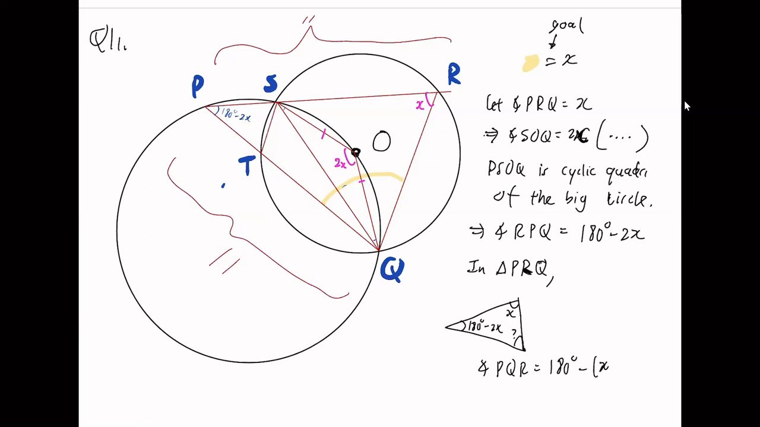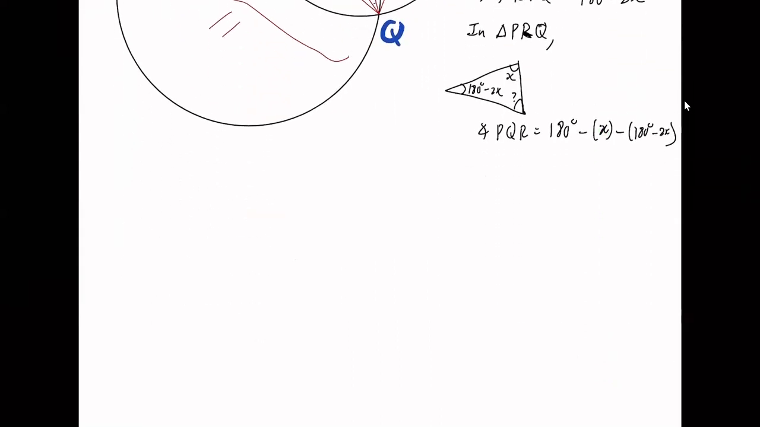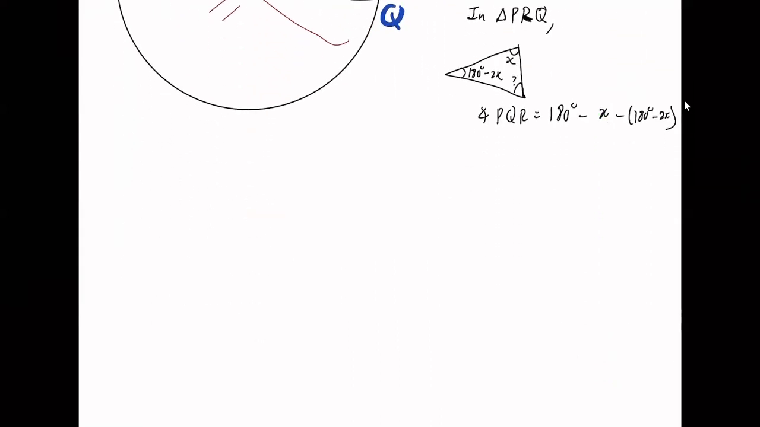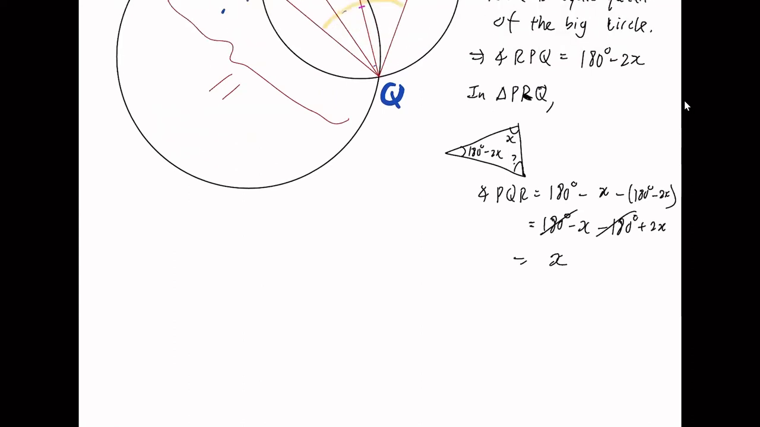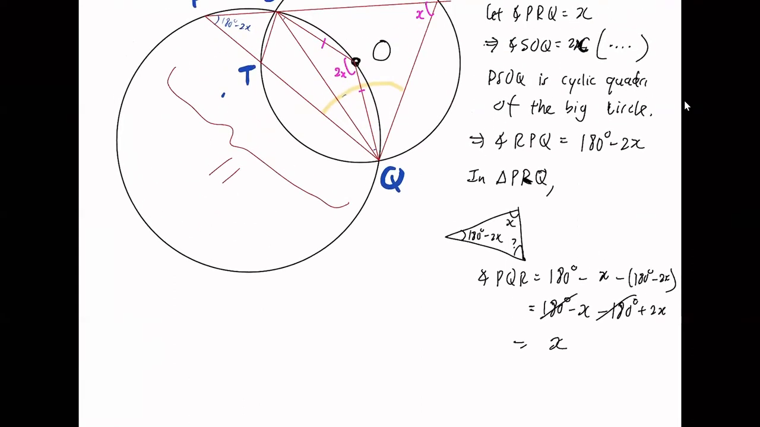180 minus x minus 180 degrees minus 2x. There is no need for me to put brackets around this x because it's only a single term, so let me erase that. It's not wrong to put it, though. Distribute the minus, you get minus 180 plus 2x. The 180s cancel away, minus x plus 2x is just x. So angle PQR is equal to x. Therefore, we can update this question mark with an x.